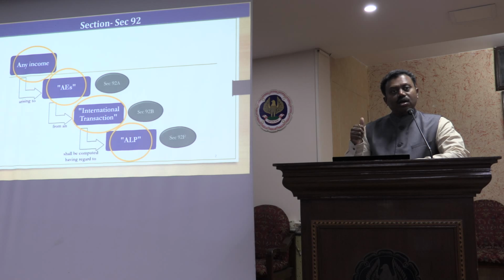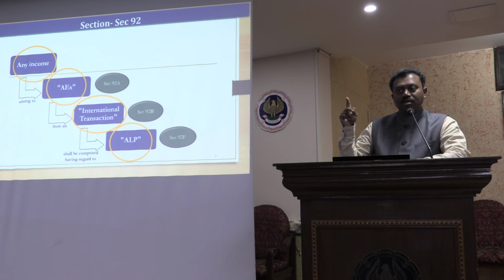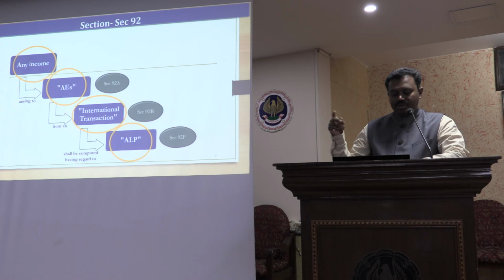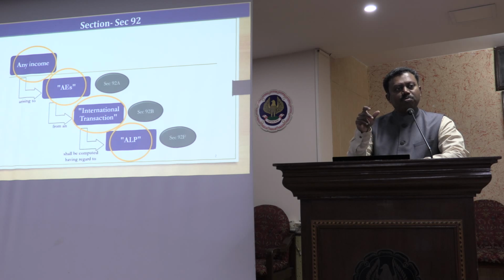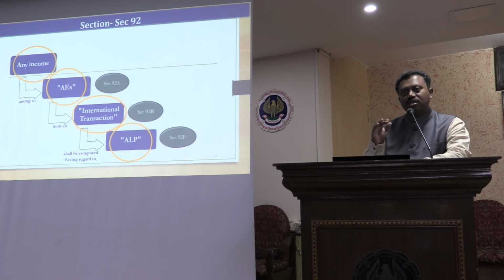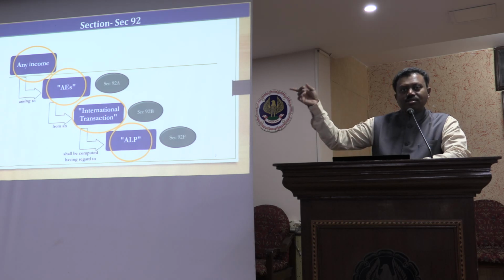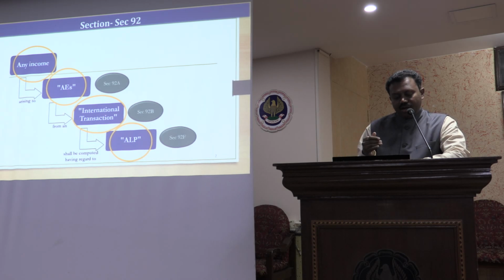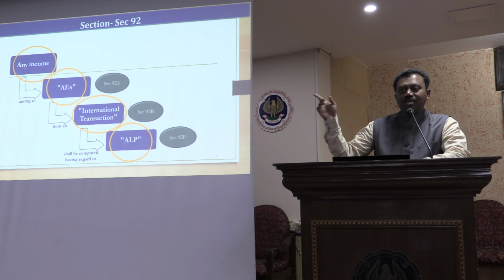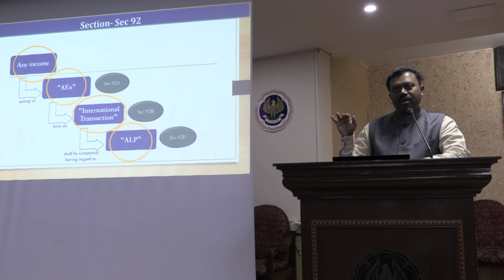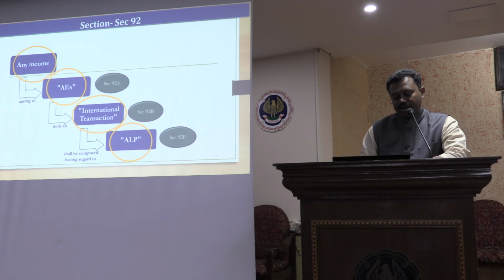It uses the words any income, in section 92, arising to associated enterprises. And for associated enterprises, there is a definition in section 92A. From an international transaction. So to the associated enterprise, there is an international transaction, from which it is getting income. What is an international transaction is there in 92B. The international transaction shall be computed having regard to arm's length price. So what is arm's length price? It is there in 92F. 92C and D we come to a little later.